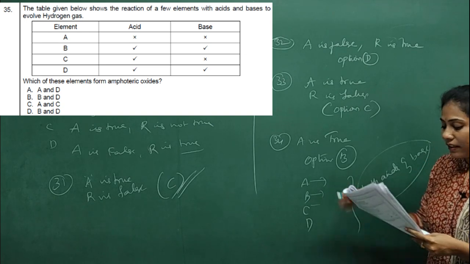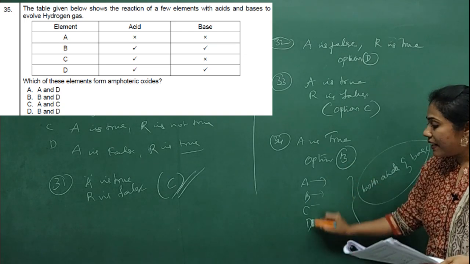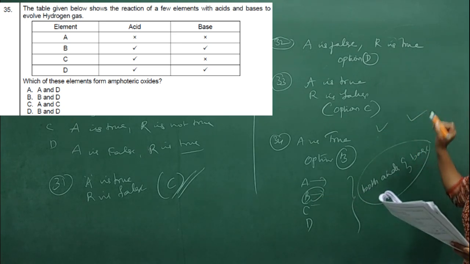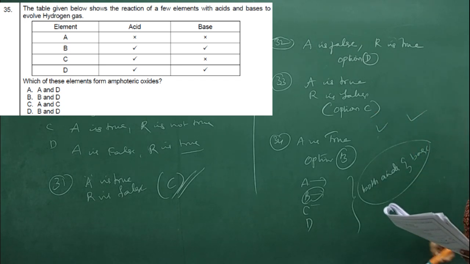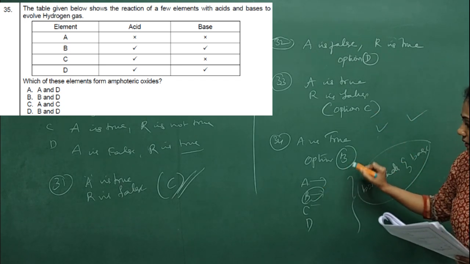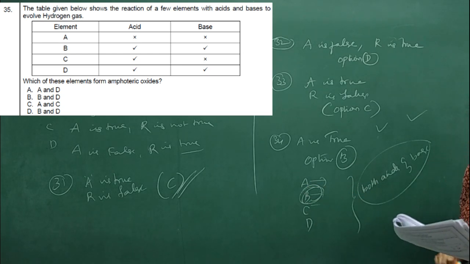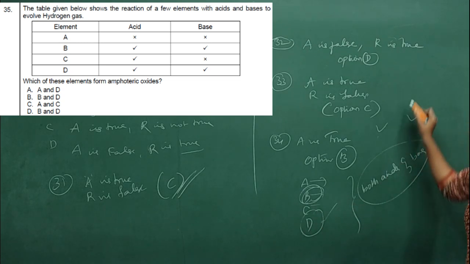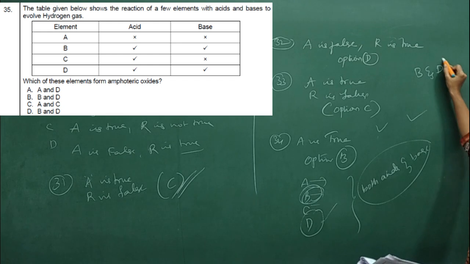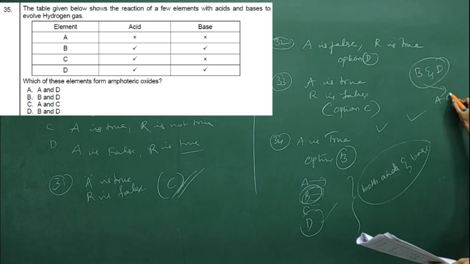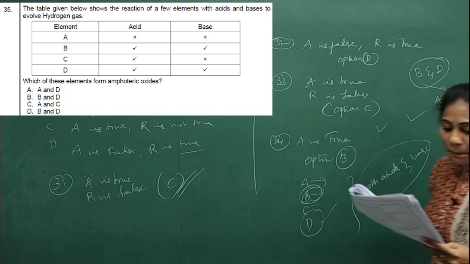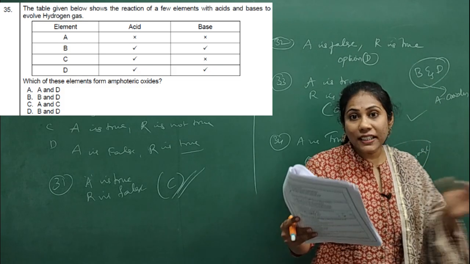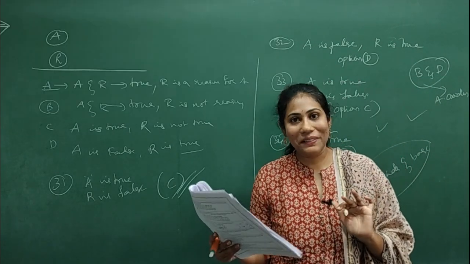And can you tell me here which of the elements can react with both acids and base? It is B, because right mark is there in both the cases, acid case and base case. So B is reacting with both acid and base, and D is also reacting with acid and base. So both B and D can be called amphoteric oxides. Where are both B and D mentioned? It is mentioned in option B as well as option D. So both options are correct actually here, right?